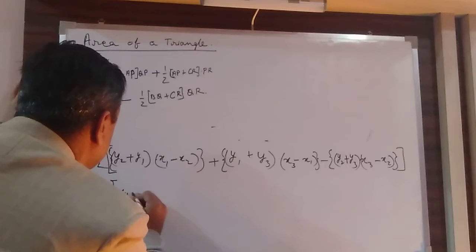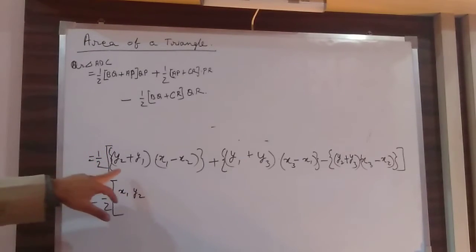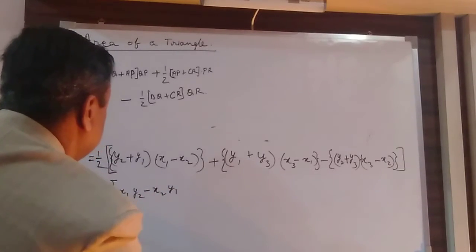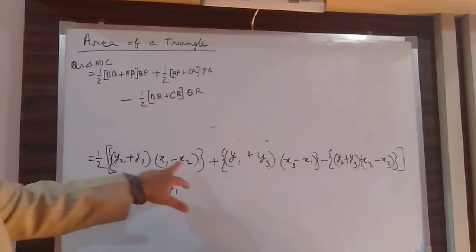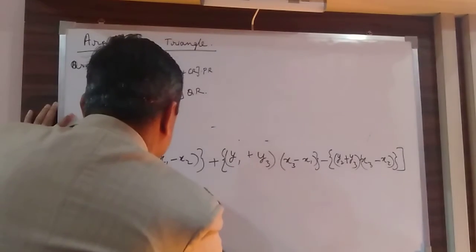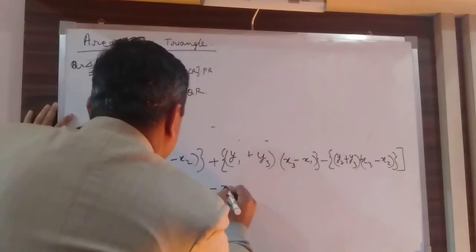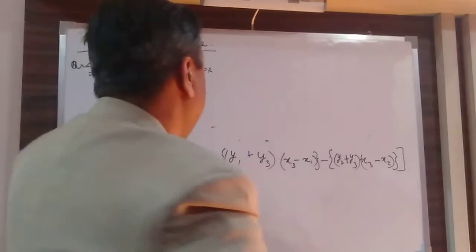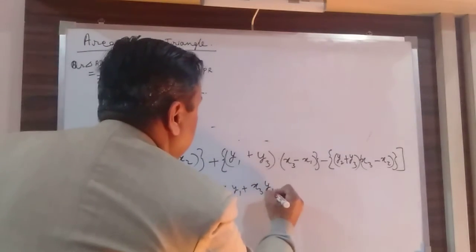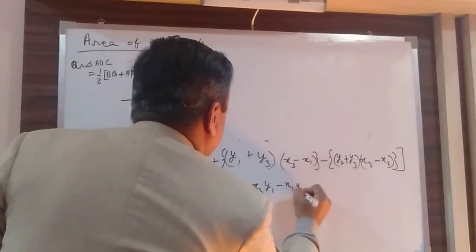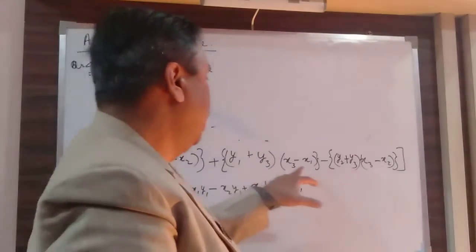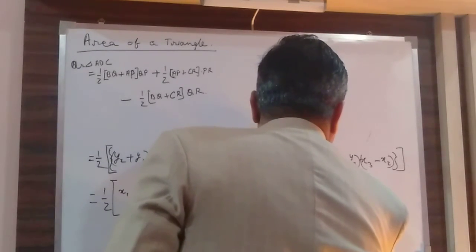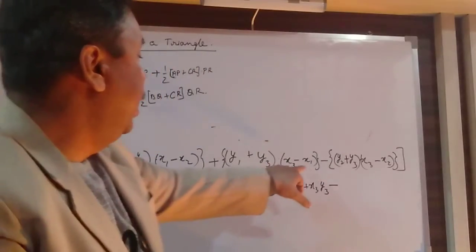When I open it up, what I get? x1 by 2 minus x2 by 1. Okay, multiply by 2, and then x1 by 1 minus x2 by 1. Similarly, x3 by 1 minus x1 by 1. Okay, and then x3 by 3 minus x1 by 3.